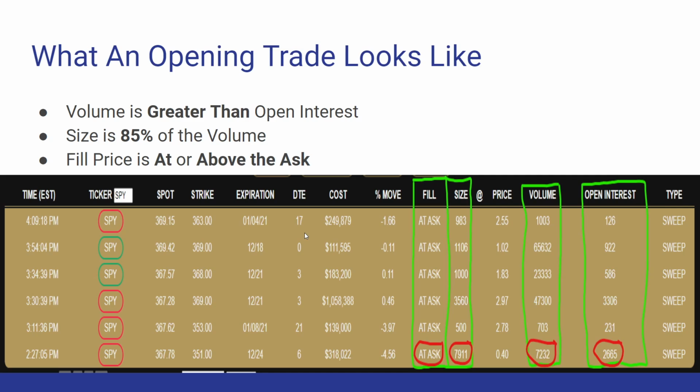And what that shows me is that this trader is buying all of these SPY put contracts for that day. Again, it signifies aggression. The last thing that I look at is the fill price. Here we see that the fill price is at the ask.